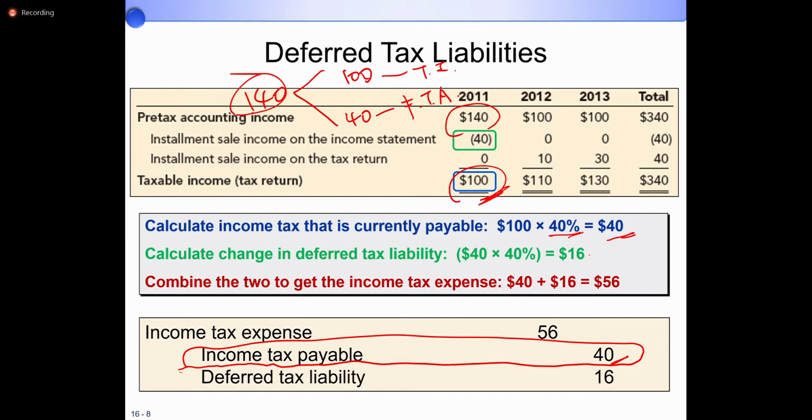So then how about this 40? You remember 40 here is the future taxable amount, right? 40 times 40%. Let's say future tax rate is also 40%. 40 times 40% equals 16. So 16 should be what? It should be the tax we need to pay in the future, right? So we have an obligation to pay tax in the future. We call that deferred tax liabilities. And then this one is the total. Income tax expense is the total. So that is the journal entries. Any question at this moment? Journals.